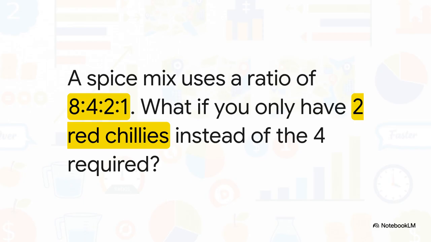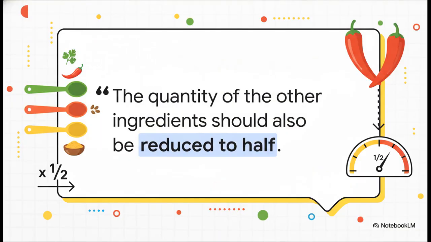But then, disaster strikes. You go to make it and you realize you only have 2 red chilies instead of the 4 the recipe calls for. So, what do you do now? Do you just give up? No way! The solution is actually really simple. To keep the taste exactly the same, you have to reduce everything by half. Since you only have half the amount of red chilies, you just halve all the other ingredients to match. So now the ratio is perfectly preserved and your dish is saved.